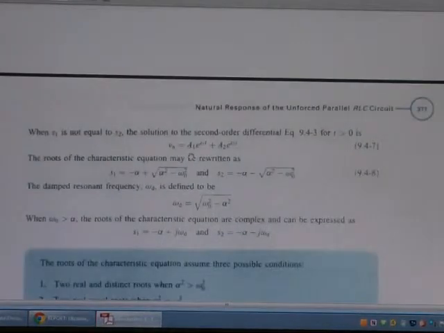So the generalized format of the solution is A1 e power s1t plus A2 e power s2t. This is the generalized equation. In this case, s1 is equal to this one, s2 is equal to this one. This is the relationship between omega 0 and alpha. So V(t) is A1 e power s1t plus A2 e power s2t, where s1 and s2 depend on omega 0 and alpha.